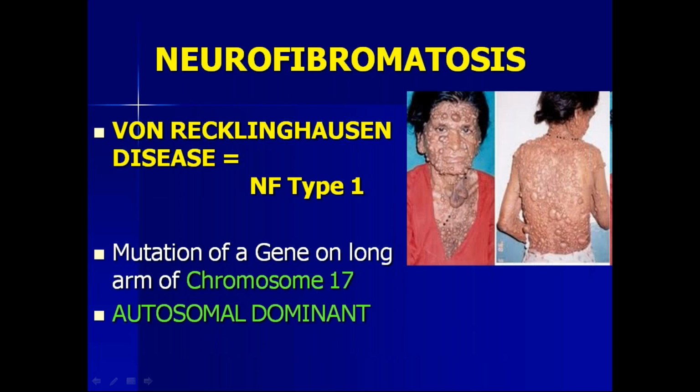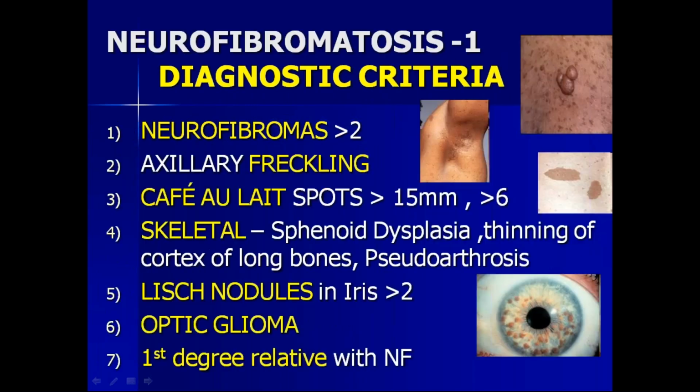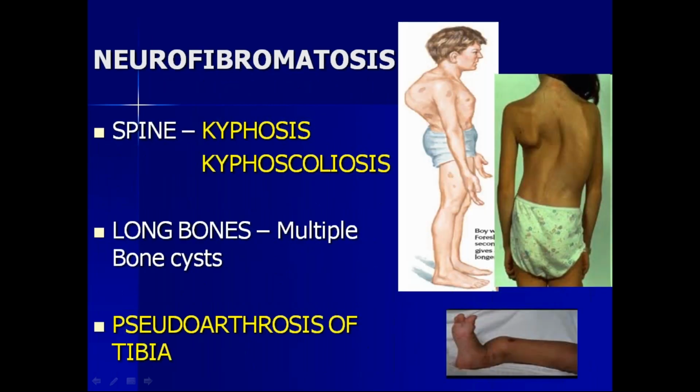Coming to almost the end, neurofibromatosis. You all know neurofibromatosis type 1, type 2, autosomal dominant. You have criteria: more than 2 neurofibromas, axillary freckling, café-au-lait spots, pseudoarthrosis, sphenoid dysplasia, Lisch nodules, which are the hamartomas in the iris, optic nerve glioma, and a first degree relative with neurofibromatosis.